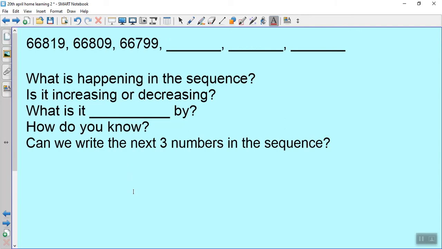Okay, have a look at this one. What is happening? Is it getting bigger or smaller? Is it increasing or decreasing? What by? How do you know? And can you write the next 3 numbers? Can you pause the video and have a go?